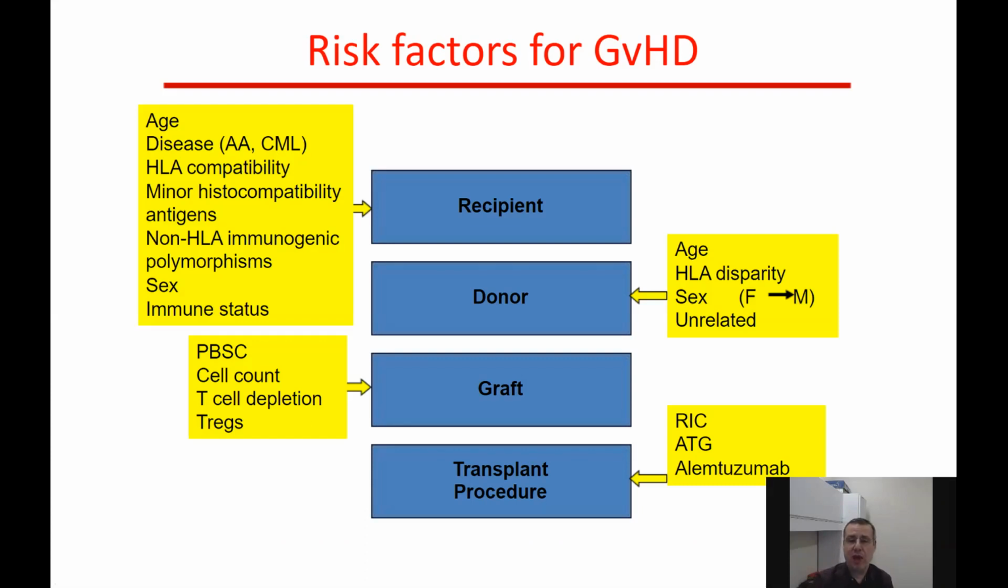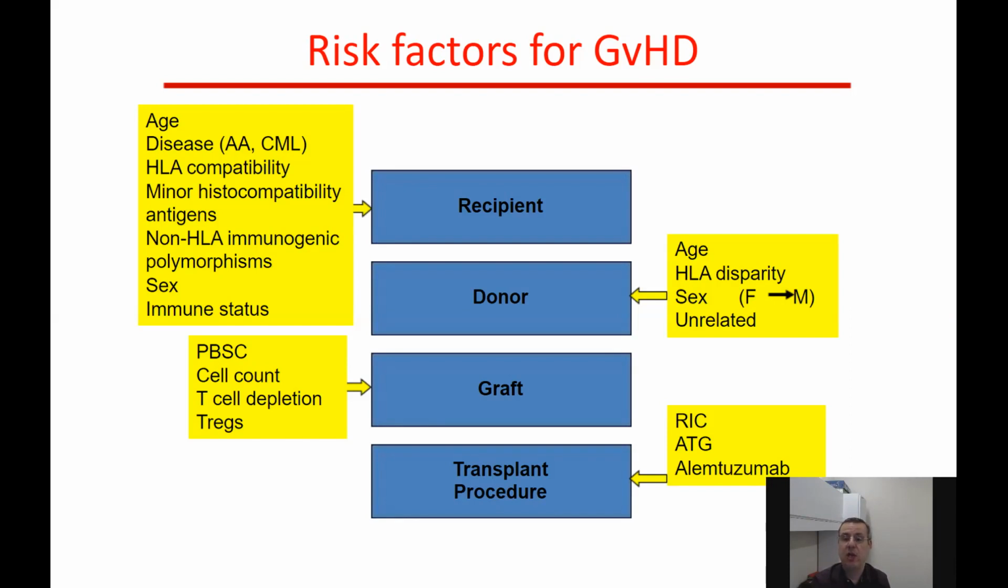Now, what are the risk factors for GVHD? The risk is different from patient to patient and depends on factors that are related to the recipient, the donor, the graft that we infuse for the transplant, or the actual transplant procedure. So older age of the recipient can predispose to worse acute graft-versus-host disease, as well as what I mentioned previously, HLA compatibility with the donor, minor histocompatibility antigen differences, as well as sex difference.